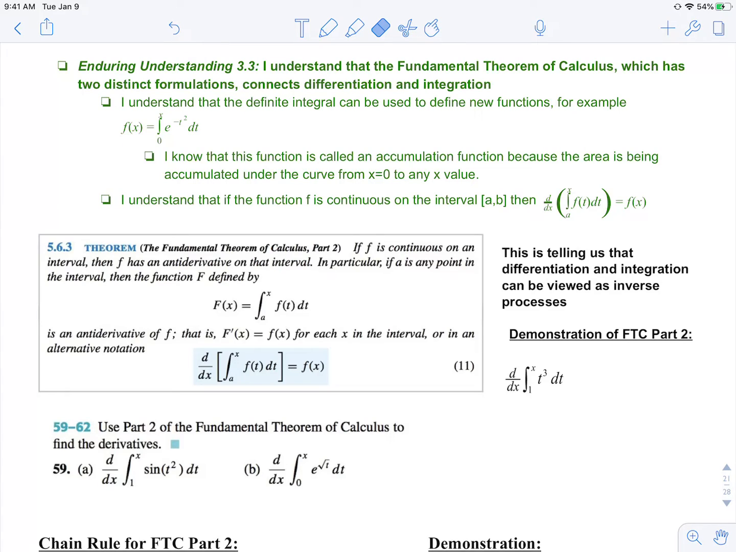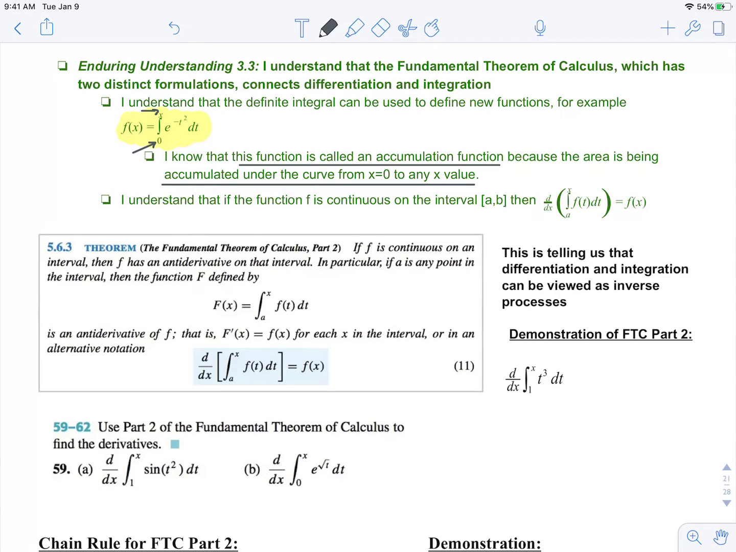It's now time to explore the second part of the fundamental theorem of calculus. The fundamental theorem of calculus part 2 will always be connected to functions f of x that look something like this, where it's defined to be the definite integral from a constant to a variable. This type of function is called an accumulation function because we think of it as the accumulated area under the curve from x equals 0 to any x value.